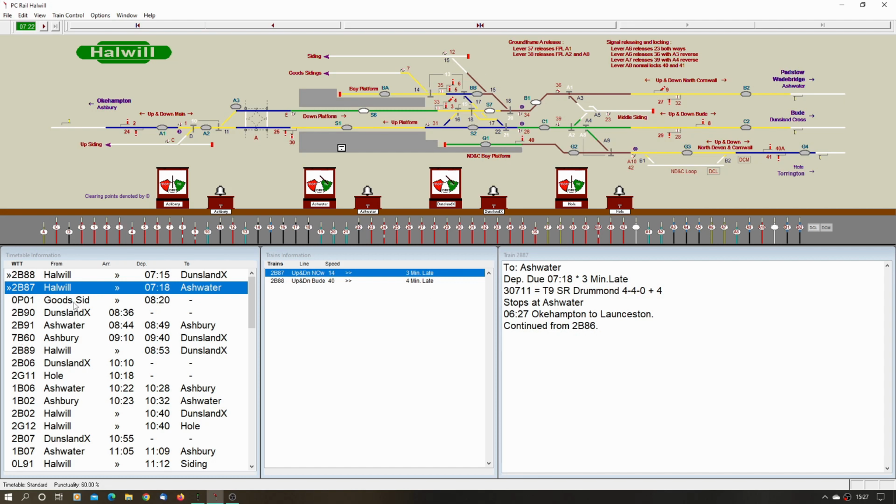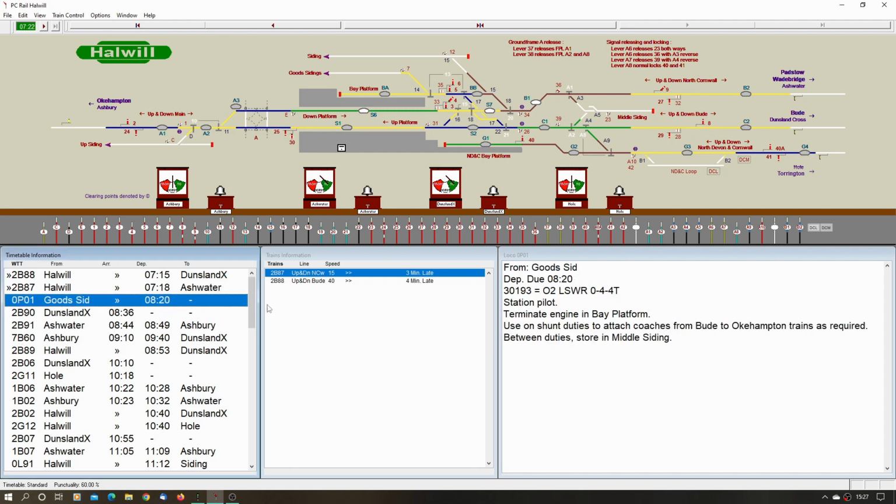It looks like we've got a locomotive in the goods siding, which acts as the station pilot. Now, there wasn't a station pilot at this location originally, but I think it's used on the simulation to help me shunt the stock about. Used on shunt duties to attach coaches from Butoke-Tapton trains as required between duties store and middle siding, which is this location here. Right, I'll send entering section for that.